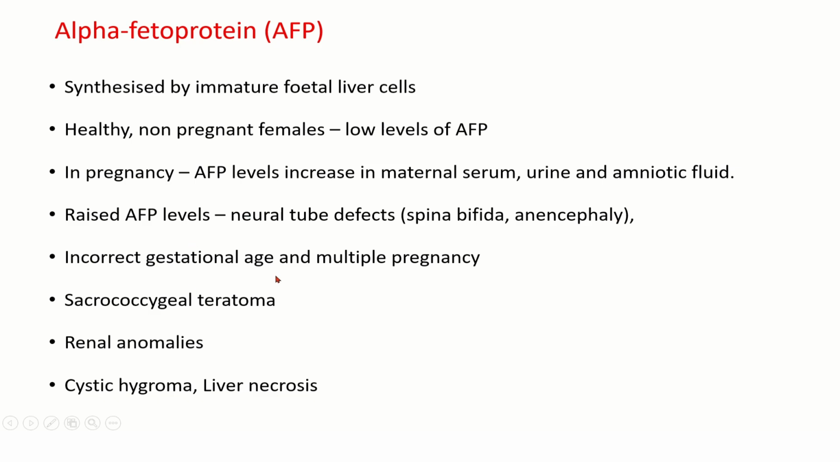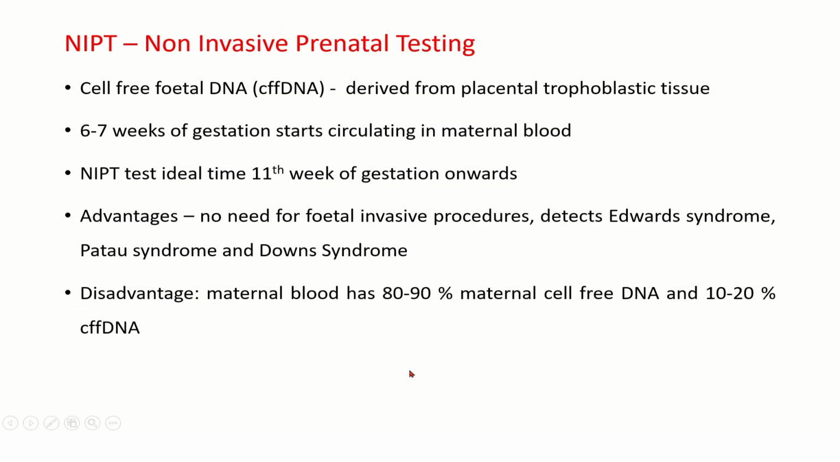Incorrect gestational age and multiple pregnancies also have raised AFP levels. Then you can also see sacrococcygeal teratoma. You can also see renal anomalies, cystic hygroma, liver necrosis. In all these conditions, AFP levels are raised.